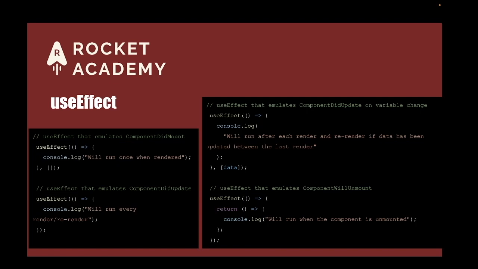If we want to execute this code every time there is an update, then we can invoke the useEffect method without any array. The second example is one of the most simple use cases of useEffect. It will run the console log every time the component is re-rendered or updated, similar to component did update.